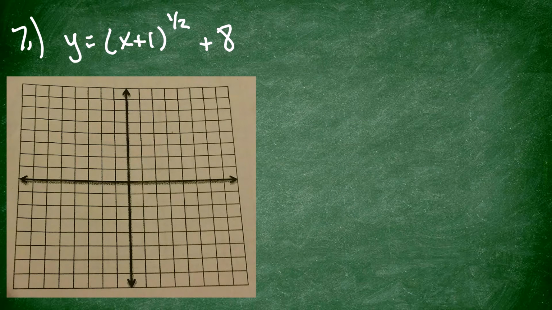All right, number 7. Remember, that little 1/2 exponent is just a fancy way to write a square root. So you can rewrite this as y is equal to the square root of x plus 1 inside the jail, because that's inside the parentheses, plus 8 outside the jail, because that's what's outside the parentheses.